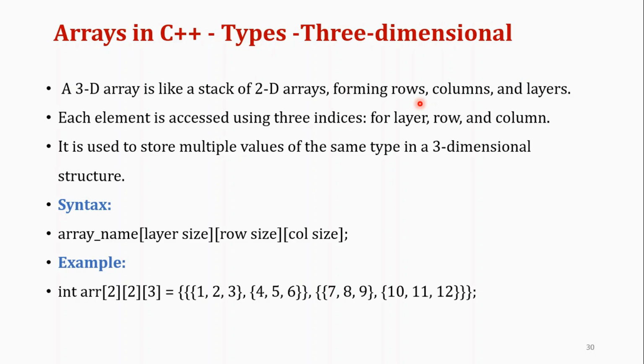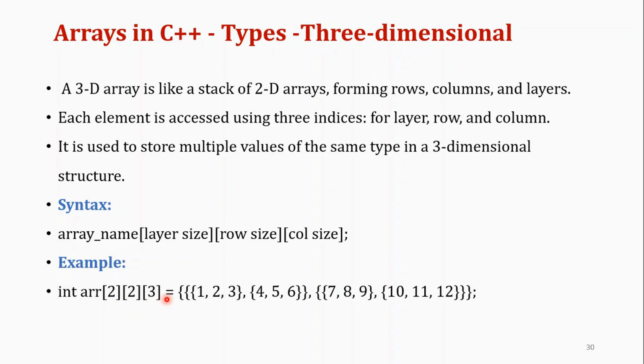Next one is the three-dimensional array. We have a stack of 2D arrays forming rows and columns in several layers. Each element is accessed by using 3 indices: one for the layer, and the other two for row and column. The example would be this one: data type, array name, layer, row, and column. So 2 layers, with rows and columns.